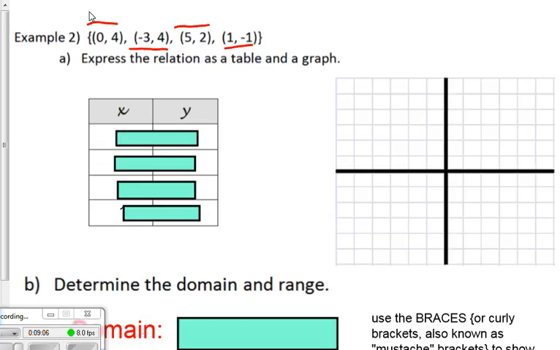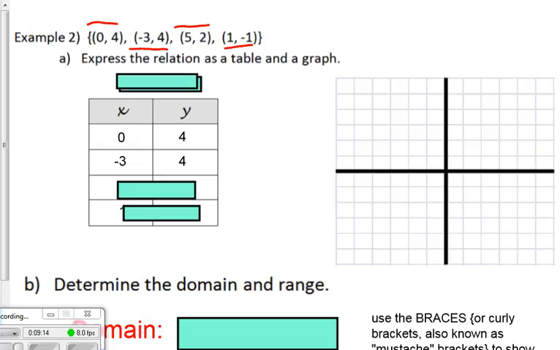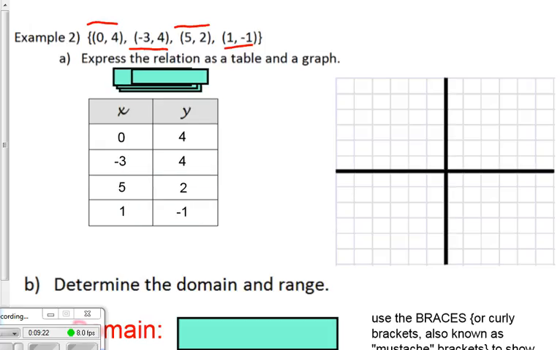Well, to fill in our table, I'm just going to go right down the line with our first point, plug in 0 and 4, plug in our second point, -3 and 4, plug in our third point, 5 and 2, and plug in that last point, 1 and -1. Notice that all of these x values went into the x area, y values in the y area, and I got those from x's being the first number, here, here, and here. Y's were this second number, here, here, here, and here.